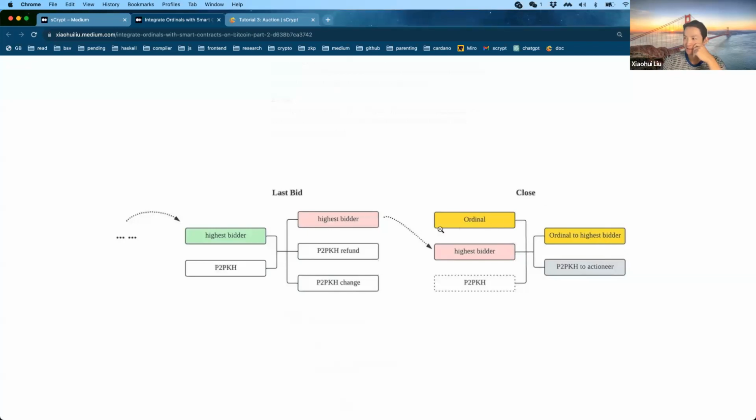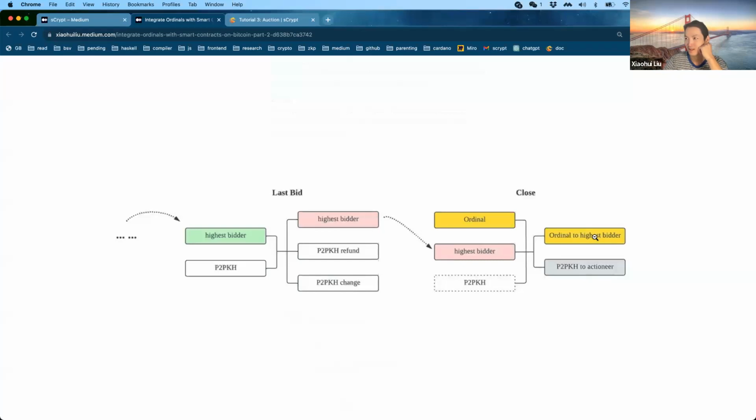So this is exactly what happens here when it closes. Basically, two things happen. First, the fund that is kept here in the stateful contract goes to the auctioneer, and at the same time, the ordinal that's locked up front has to go to the highest bidder. Let's say it's Charlie. So Charlie's funds go to the auctioneer, and at the same time, in the same transaction, the ordinal has to go to Charlie. So that finishes the whole auction.